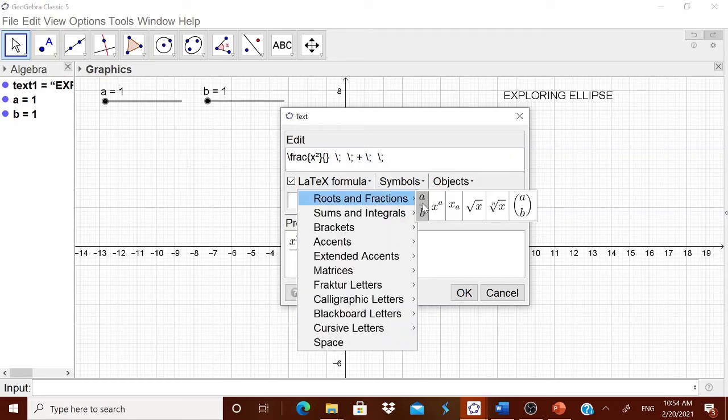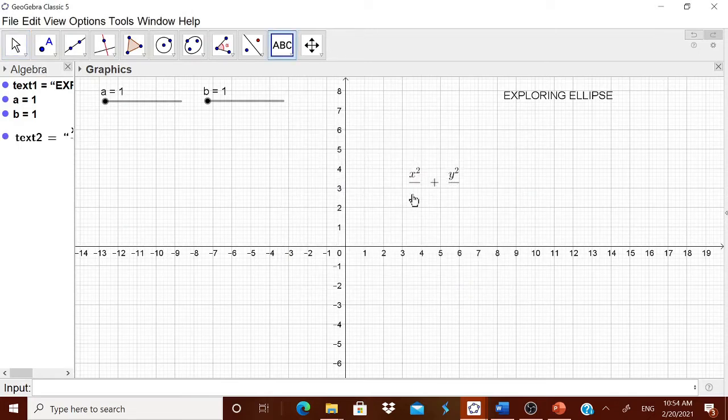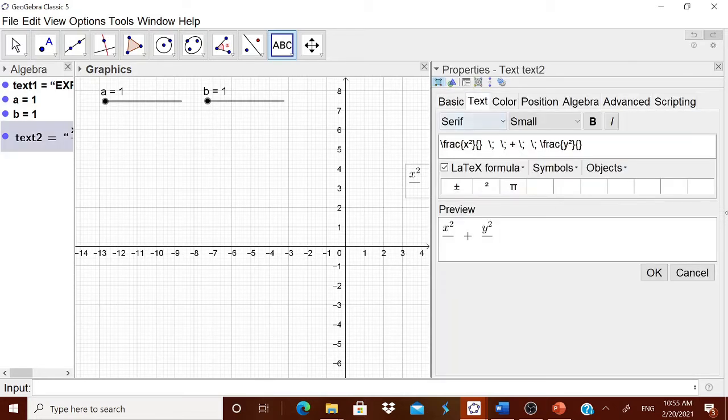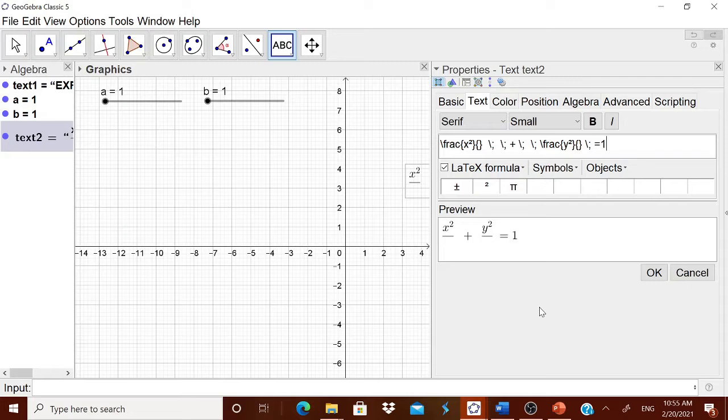Again go to the LaTeX formula. Again here you keep it as y square by, leave it blank. Oh, sorry. I think we have to complete it. Sorry for that. Again have some space, is equal to 1.